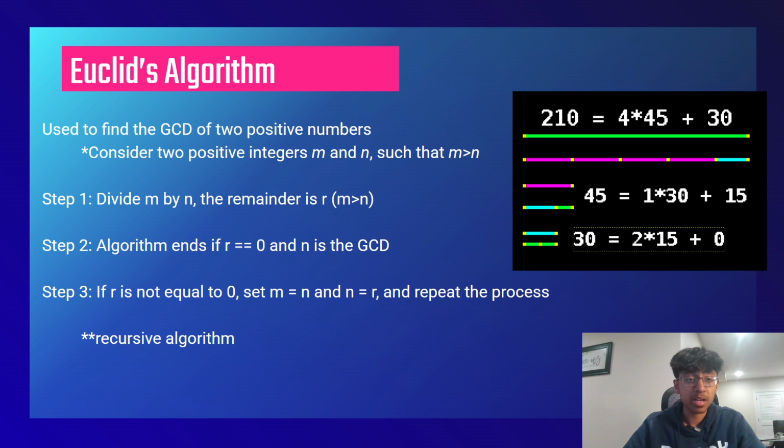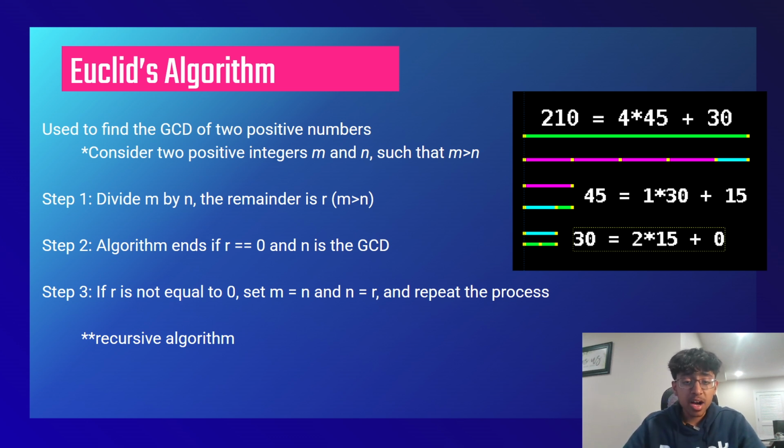Euclid's algorithm. So Euclid's algorithm is used to find the greatest common denominator of two positive integers. Now let's consider two positive integers m and n, such that m is greater than n. The first step would be to divide m by n, and the remainder is r. The second step would be that the algorithm ends if r is equal to 0, and n is the greatest common denominator. The third step is if r is not equal to 0, then you would set m equal to n and n equal to r. Then you would repeat the process.